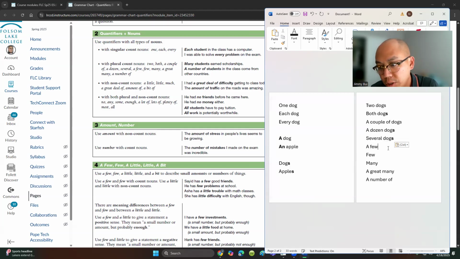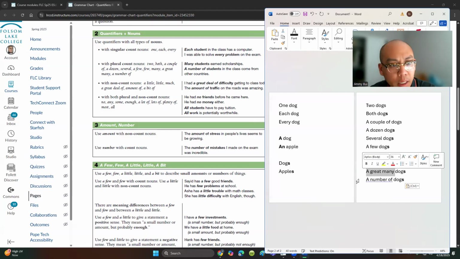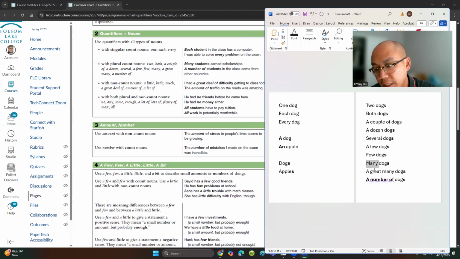A dozen would be twelve. Some of these words are not specific numbers. They are more expressions, right? And so a great many, I've personally never used this one. A number of dogs. Again, some of these phrases are not exact numbers. Several could be three dogs, six, seven, eight.